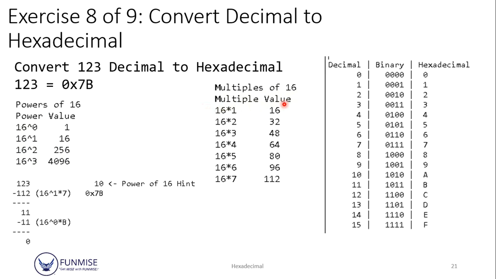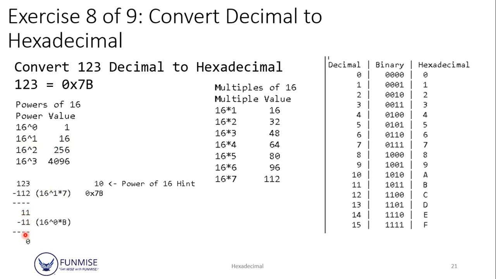Now, these are different multiples of 16. As we can see here, 16 times 1 equals 16, 16 times 2 equals 32, and so on. And 16 times 7 equals 112. Now, if we look here, our number is 123. So subtract this 112, which is equal to 16 times 7. So 112 equals 16 times 7, which is actually equal to 16 to the first power times 7. Now we have this 11 left over.